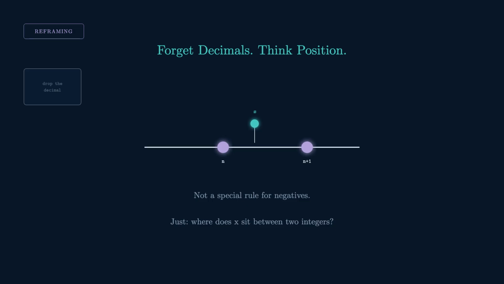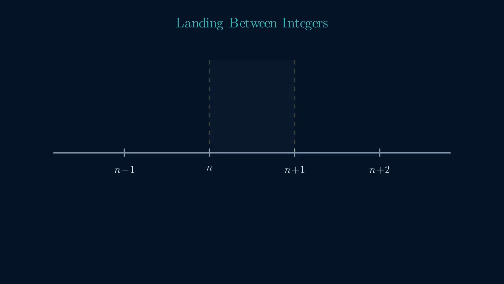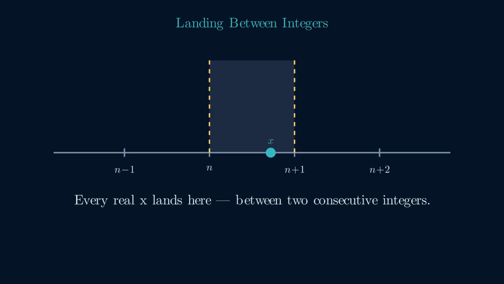So let's actually picture it. Take any real number you like. Any one. Drop it on the number line and it lands somewhere, and wherever it lands, it's between 2 consecutive integers. Call them n and n plus 1. Doesn't matter if x is positive, negative, huge, tiny. It always lands in exactly one of these gaps. Move the dot anywhere you want, that fact doesn't change. And that single landing? It's the whole video.